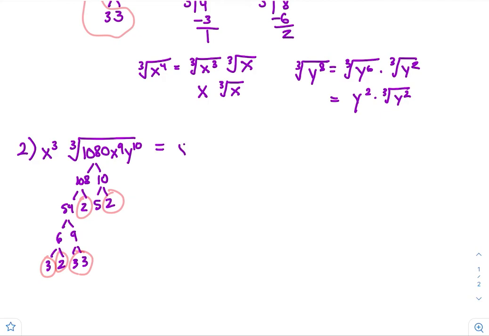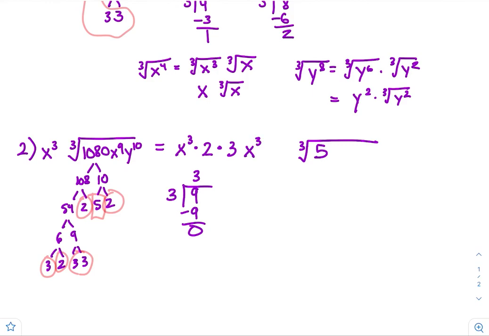So x to the 3rd is already on the outside. We found a group of 3 of 2s, so times 2, and a group of 3 of 3s, which is times 3. And we did have a leftover of a 5, you guys, which would be on the inside of the cube root, which is 5. Now let's do our variables. X to the 9th, so 9 exponent divided by 3, which is the root, which is 3. No remainder. So then we're going to have x to the 3rd. No remainder, so that means no x's on the inside of the cube root.